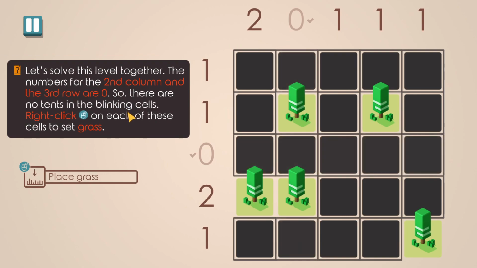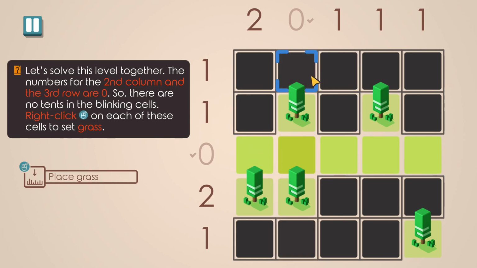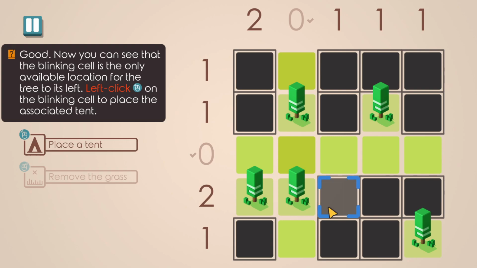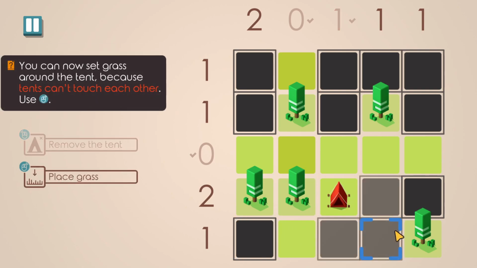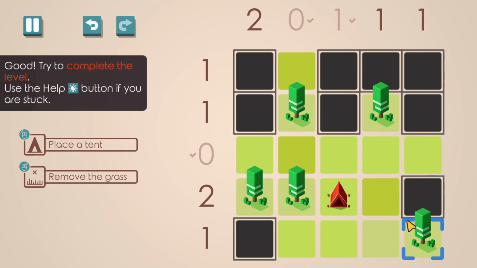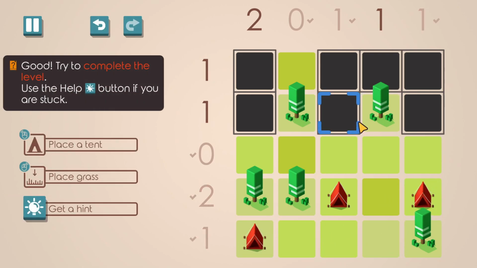Let's solve this level together. The numbers for the second column and the third are 0. So there are no tents in the blinking cells. Right click on each of these cells to set grass. Okay, so assumably now you can see that the blinking cell is the only available location for the tree left. So left click to put a tent. You can now set grass around that. So then I guess we can sort of go that logic there. Now try and complete the level.